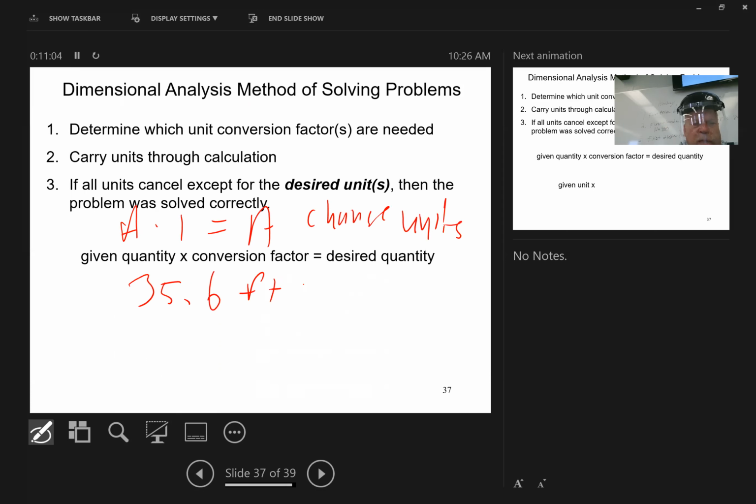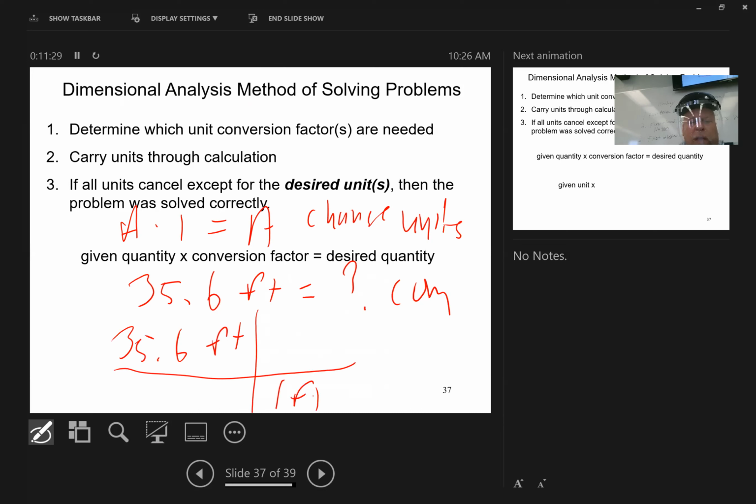So if you have 35.6 feet is equal to how many centimeters? Okay, how would you do that conversion? Which conversion do you start off with? Yeah, inches. Okay, so you can do that. 35.6 feet. So let's draw the thing. So 1 foot is how many inches? 12, very good. Okay, and then you've got one more. What's the next conversion? Inch to centimeters. So you have one inch is 2.54 centimeters.